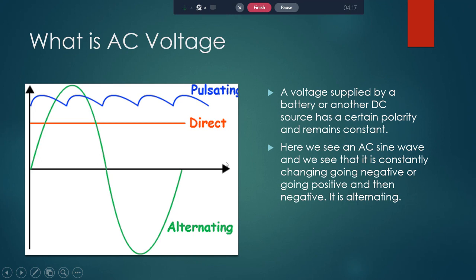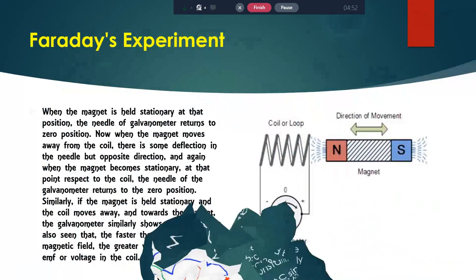Now, a voltage supplied by a battery or another DC source has a certain polarity, and it remains constant. Here we see an AC sine wave, and we see that it is constantly changing, going negative, then positive, then negative, and then positive, and so on. So it is alternating, and that's why we have the A, and this is current, so alternating current.